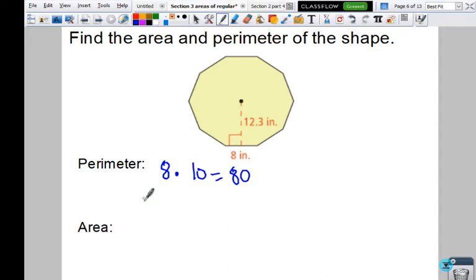So we've got to find the area next, and that is going to be 0.5 times our apothem, which is 12.3, times our perimeter, which is 80. And we're going to plug it straight into Desmos, 492 inches squared.